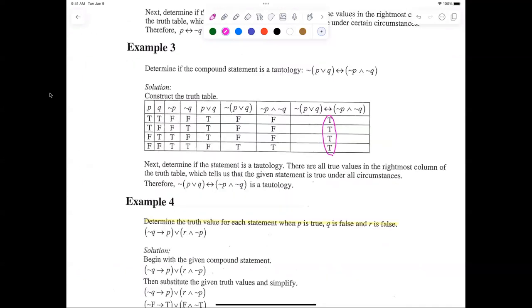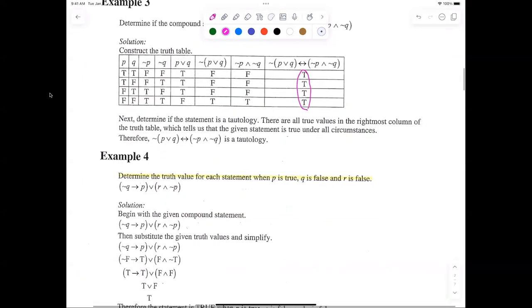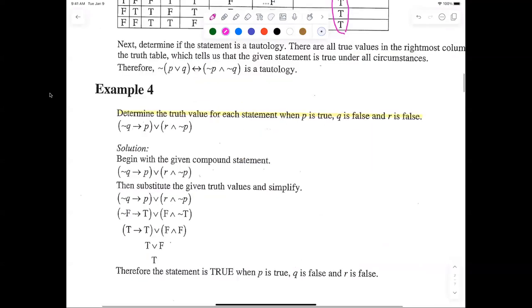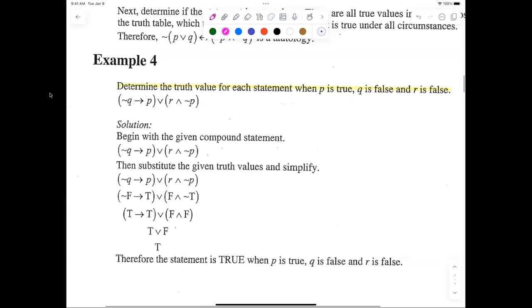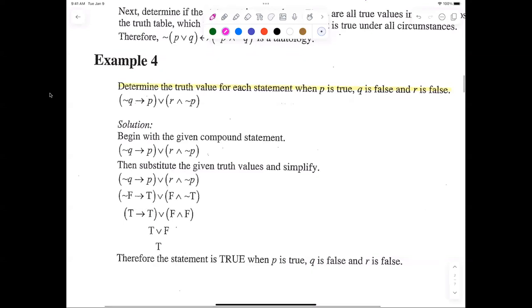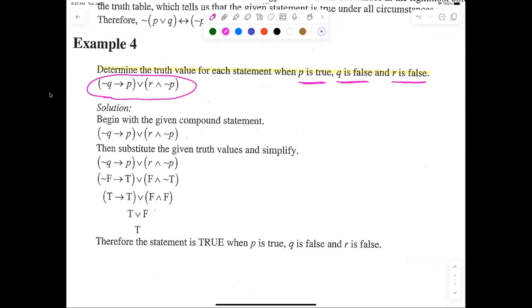All right, so now let's get to the truth values. Occasionally, they're going to ask you to determine the truth value for each statement when P is what? True. When P is true and Q is what? And R is what? So now I'm going to look at this one right here. We'll just do it together. So P is true, Q is false, right?